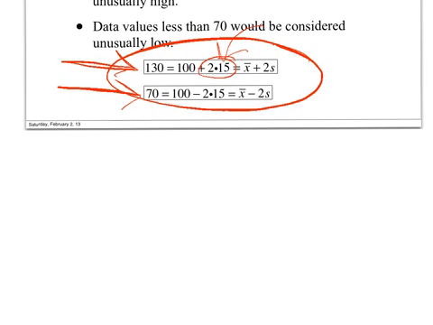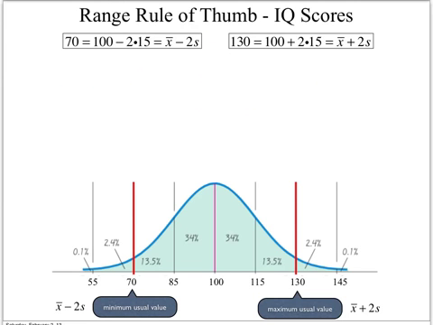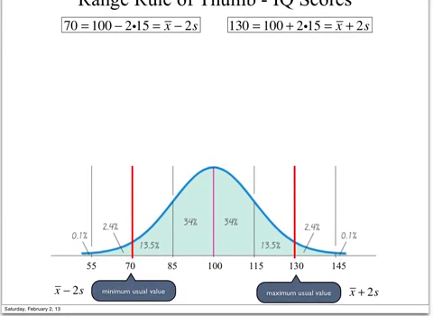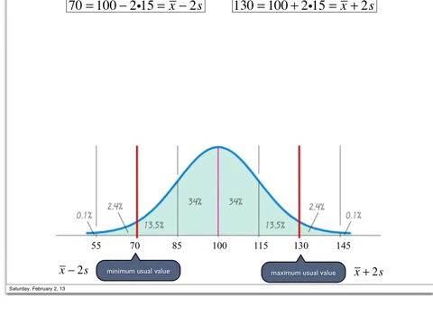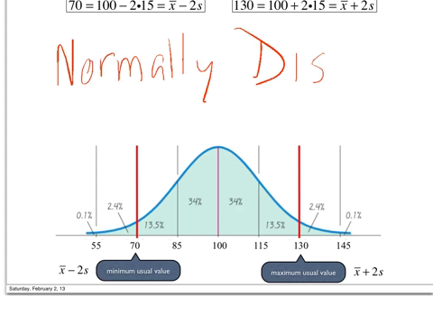Oh, I'm sorry, I need a slide. Here we go. So the range rule of thumb for IQ scores: since IQ scores are normally distributed, we can use this range rule of thumb, and that's the key. The data values must be normally distributed. If the data values are normally distributed, then we have this result, that most of the data is within 2 standard deviations of the mean.